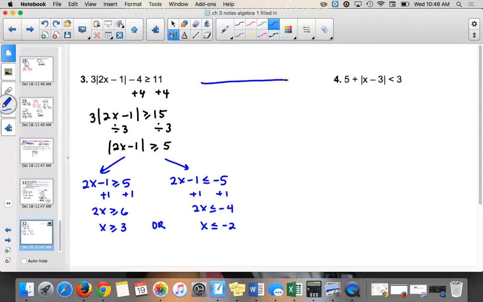So when I graph it onto my number line, I have my negative 2 first and then my 3 next. I have everything that's less than or equal to negative 2 and everything that's greater than or equal to 3. They point away from each other like I expected because it was an or. So my answer is going to be negative infinity to negative 2, bracket, union, bracket, 3 to infinity. Like that.